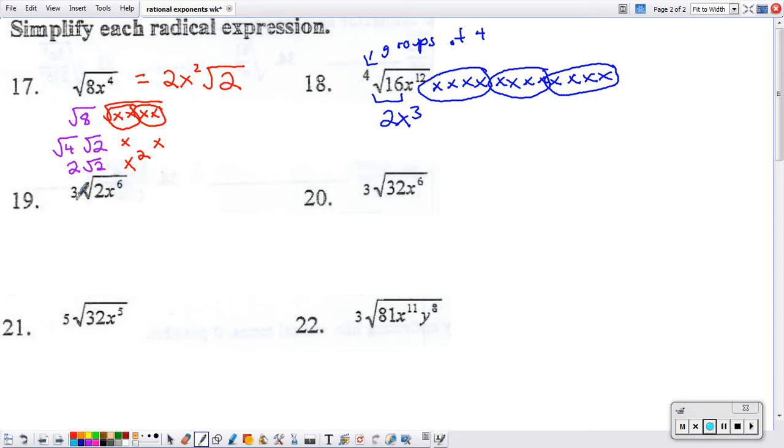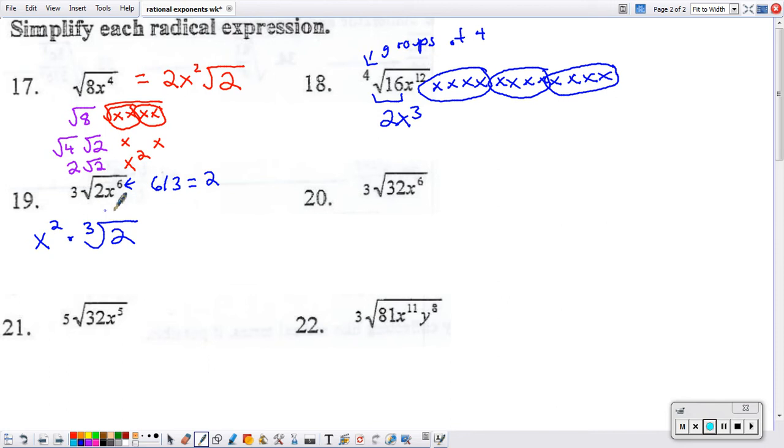Number 19, I'm taking the cube root of 2x to the 6th. Now, unfortunately, I can't reduce the 2, and it's not a perfect cube, so it is going to remain irrational. It's going to remain inside the radical. Now I look at this x to the 6th, and I think to myself, I have 6 of these. I need groups of 3. Now, the nice thing is that 6 divides by 3 perfectly, and I get 2. That means the cube root of x to the 6th is just x squared. And my final answer is x squared times the cube root of 2.